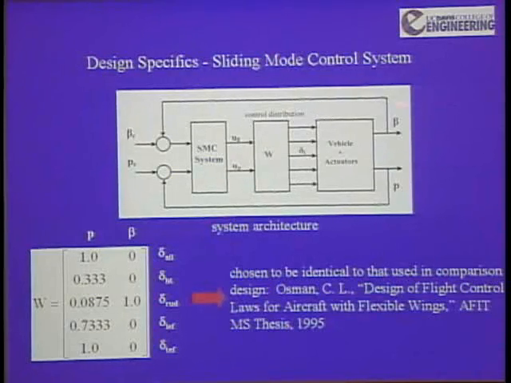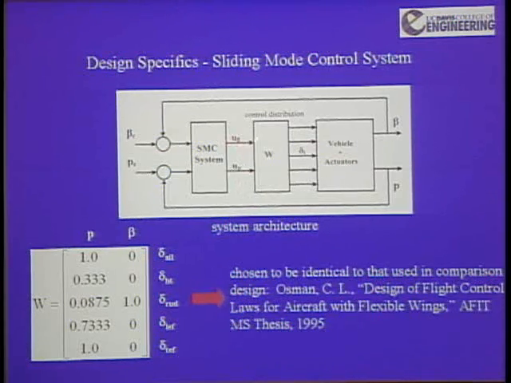Here's the control system design. It's using something called a sliding mode control system. Okay. Here's the control system block diagram. You got a bunch of effectors here. You've got aileron, horizontal, differential horizontal tail. You've got rudder, leading edge flap, trailing edge flap.